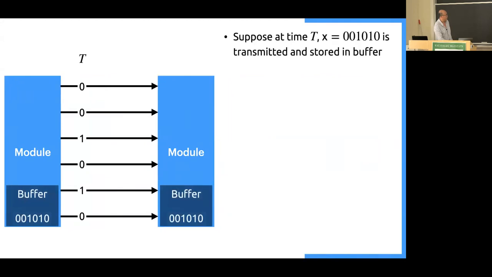Suppose we have two modules communicating. Let's say at time t that we want to send the code word 001010. So that code word is sent across the bus, and that code word is also stored in a buffer. After the sender sends the code word, it stores it in its buffer. And when the receiver receives the code word, it stores it in its buffer.